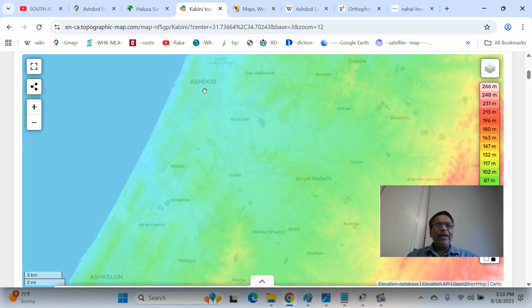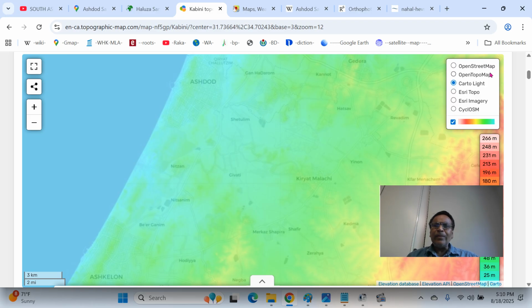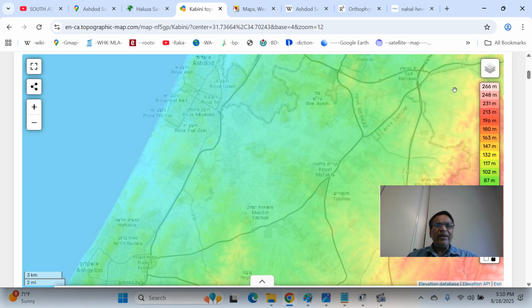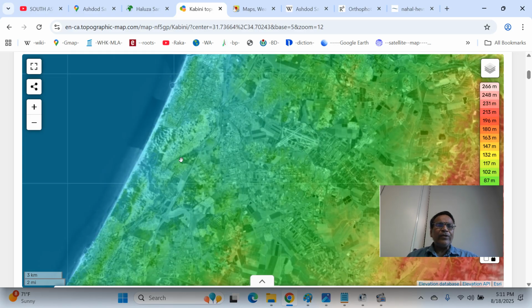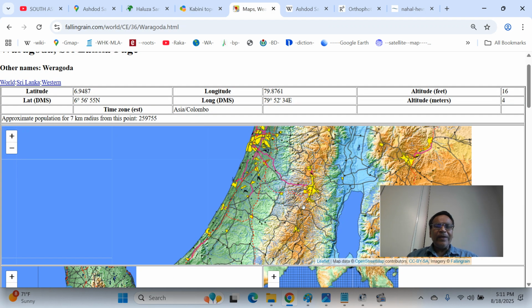And this is Ashdod, and the sand dune area is in this area. You may not see that great here, so we'll show some other map. Yeah, this is the Ashdod sand dunes. You can see that region. And here we can see the Ashdod sand dunes.